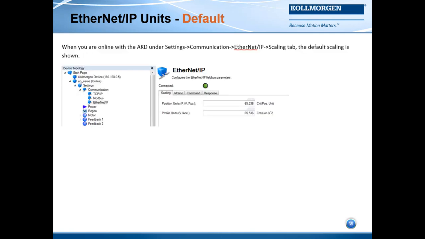When you're online with the AKD, under Settings, Communication, Ethernet IP Scaling tab, the default scaling is shown. Position units: 65,536 counts per position unit, and profile units for velocity or acceleration is 65,536 counts per second or counts per second squared.